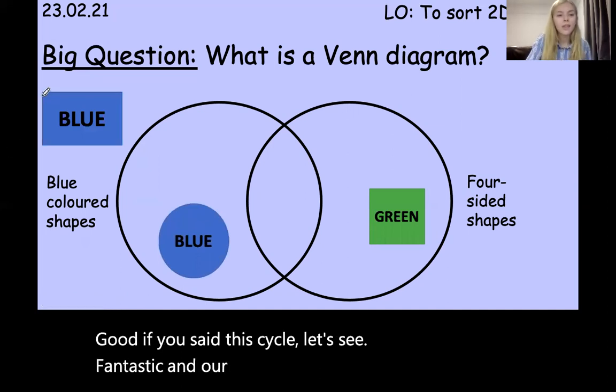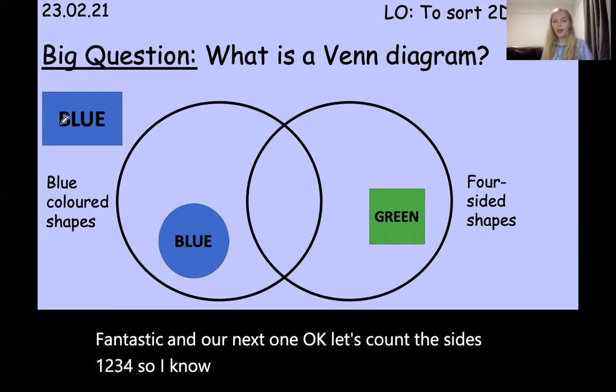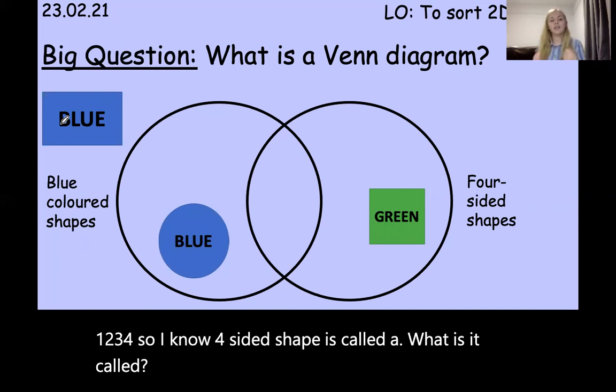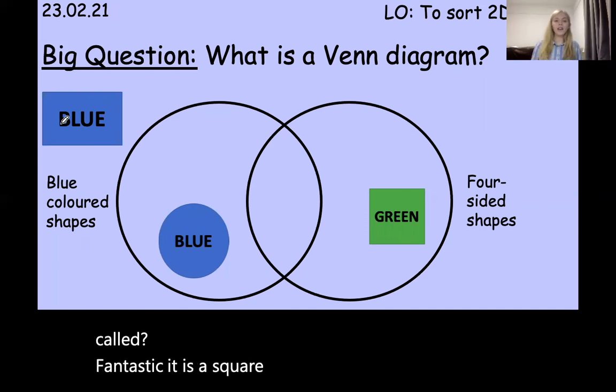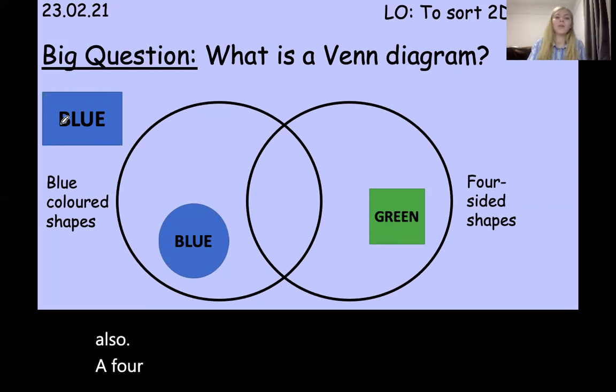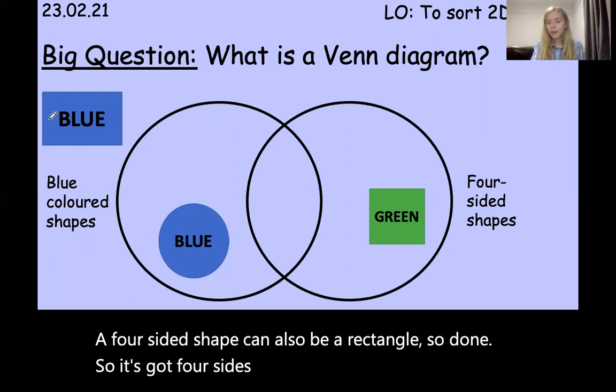Okay, let's count the sides. 1, 2, 3, 4. So I know a four-sided shape is called a, what is it called? Fantastic. It is a square, or you could have said rectangle. So we know squares have equal sides, but also a four-sided shape can also be a rectangle. So well done.